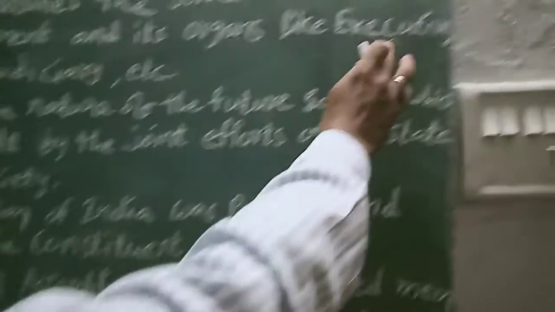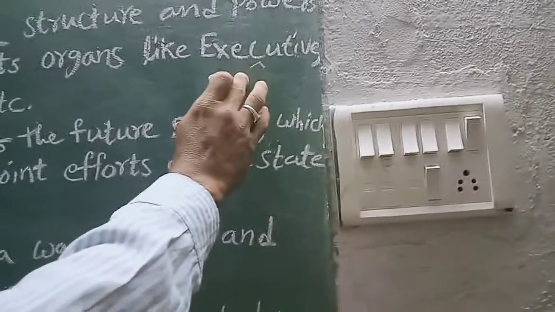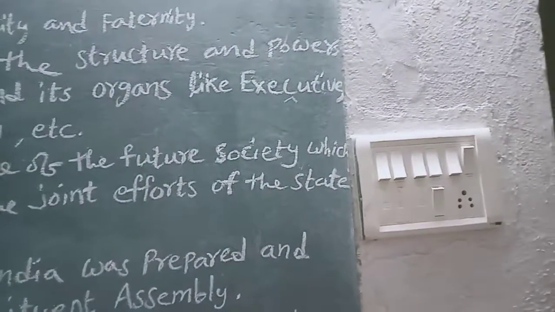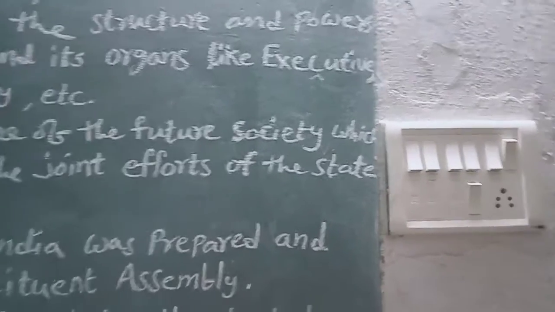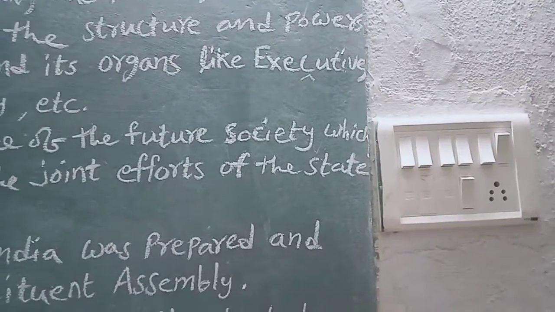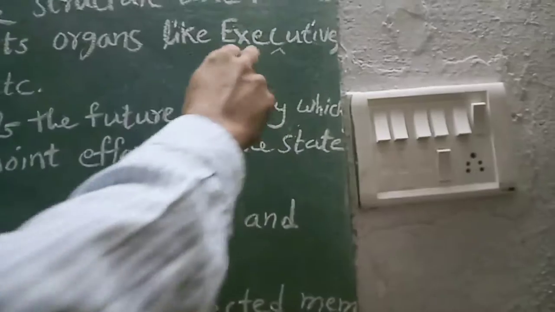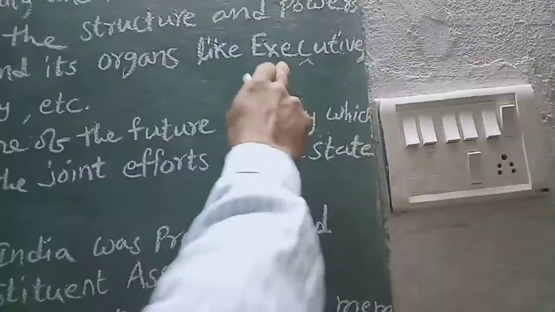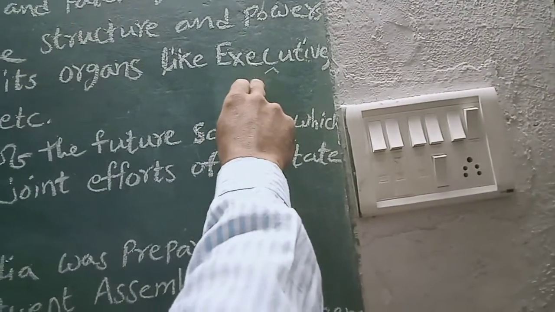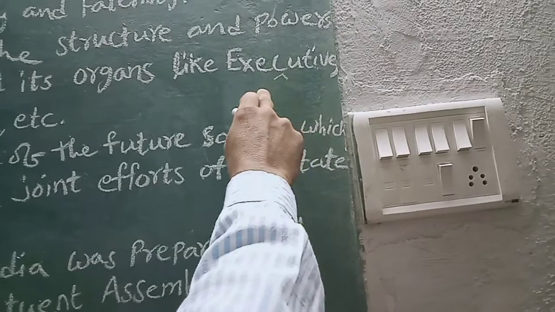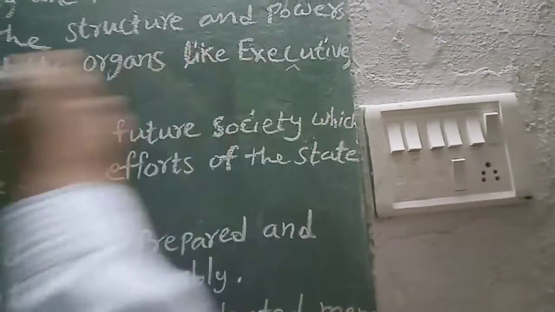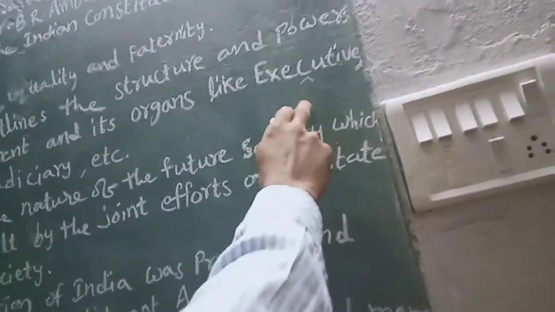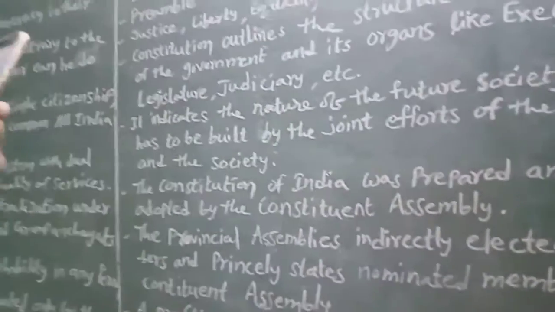Here the ministers, mainly the focus is on the executive department, meaning the cabinet. What does cabinet mean? Cabinet means the Prime Minister along with the other members, other ministers, and the council of ministers. The executive department includes all of them.